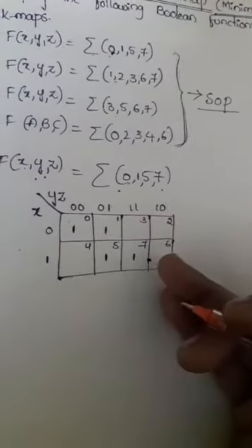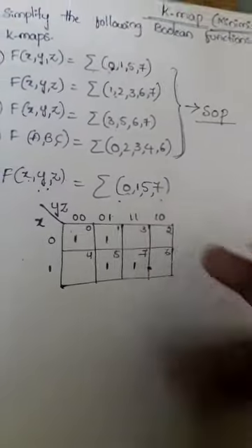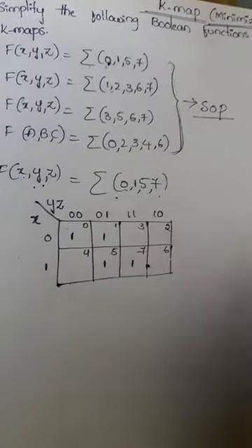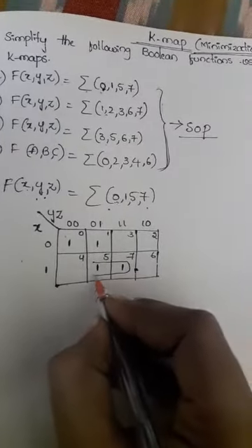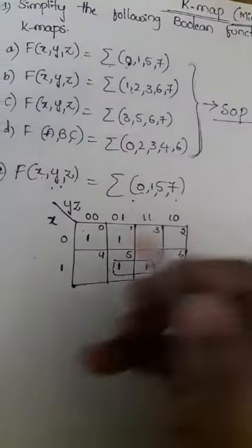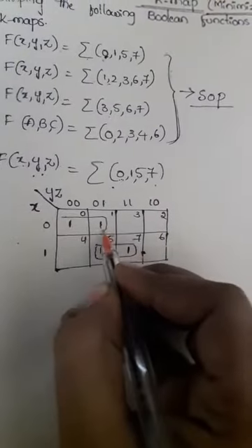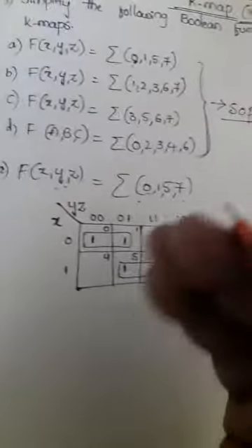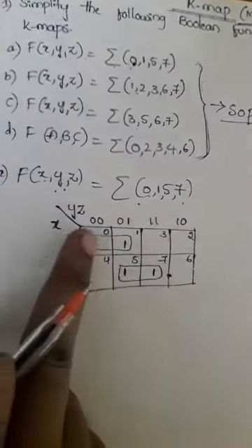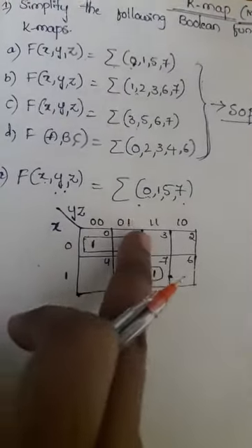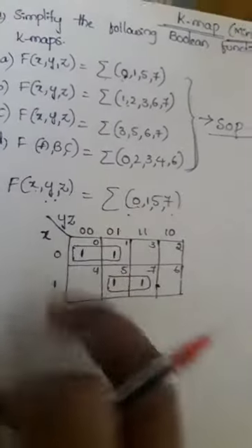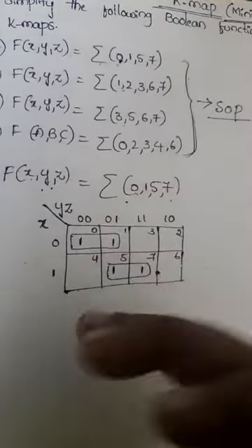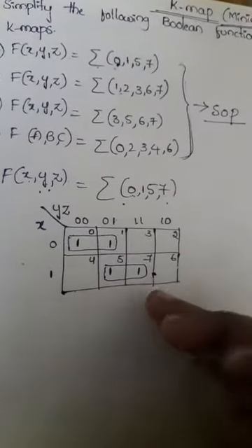The next step is the double. A double is grouping 2 adjacent cells. Just observe here: this is one group, and this is another group. So a double is possible here. The neighbor cells 0 and 1 are adjacent, so they can directly form one double, and here also 5 and 7 are adjacent cells, so we can directly form one group.